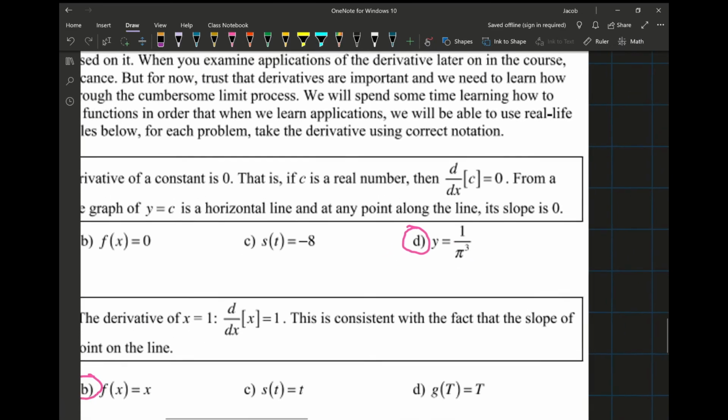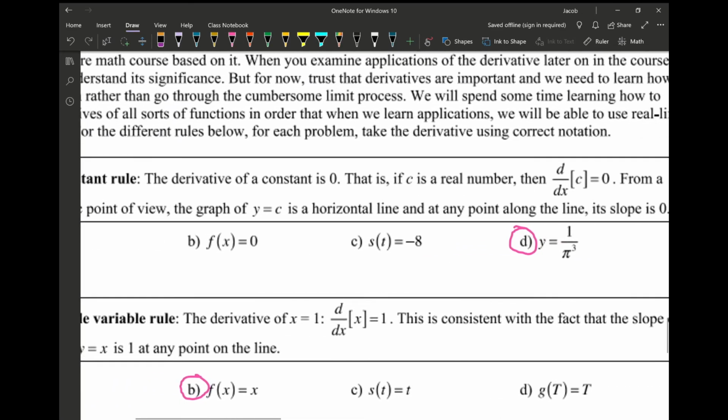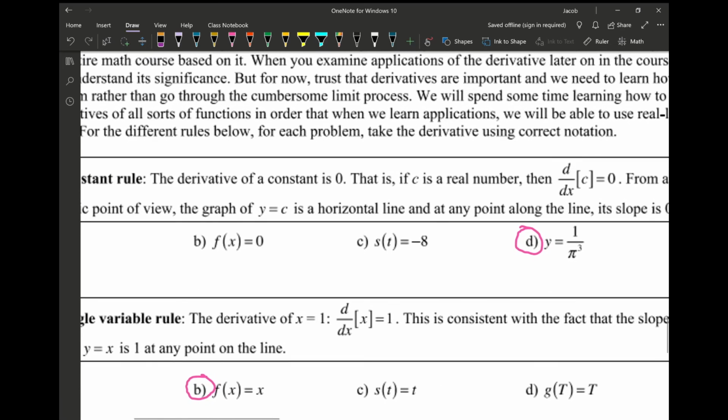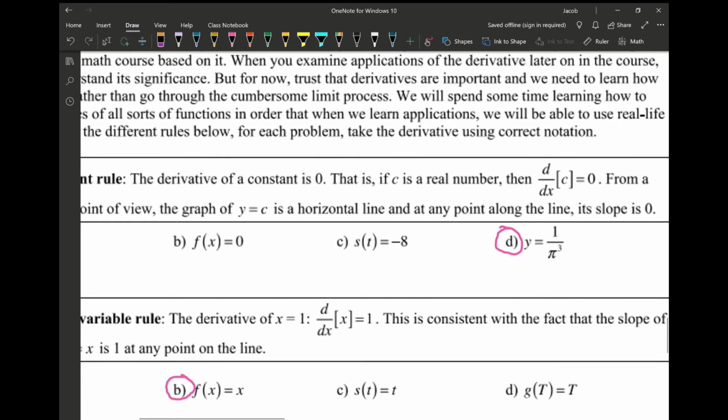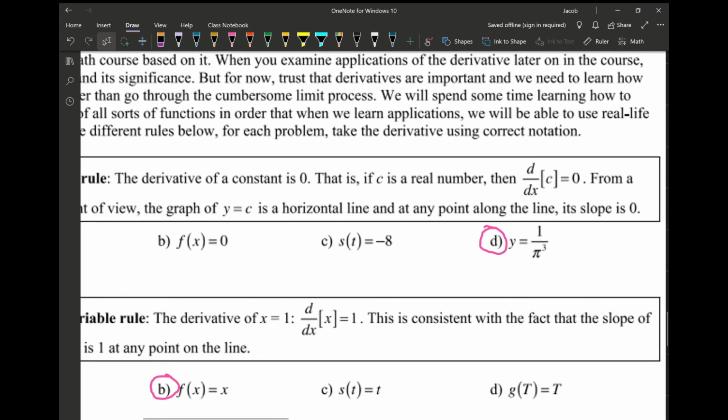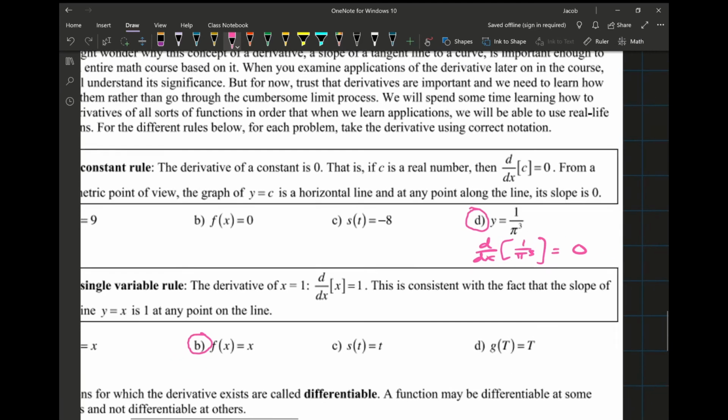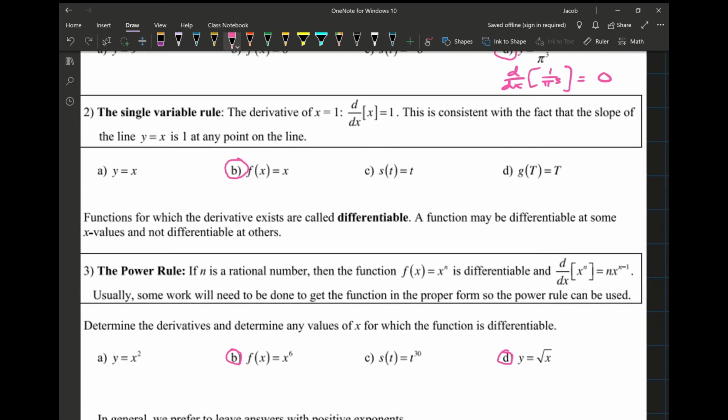And what this first rule is saying, the derivative of a constant, is that the derivative of any constant is 0 if that constant c is a real number. So the derivative of 1 over pi cubed is equal to 0. And you can extrapolate that to the rest of those answers.